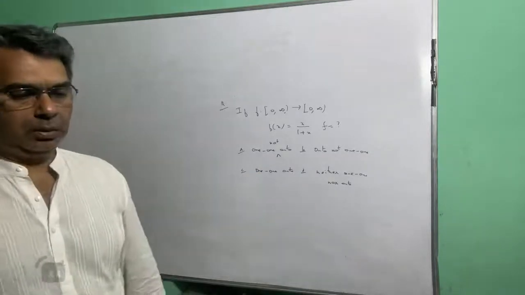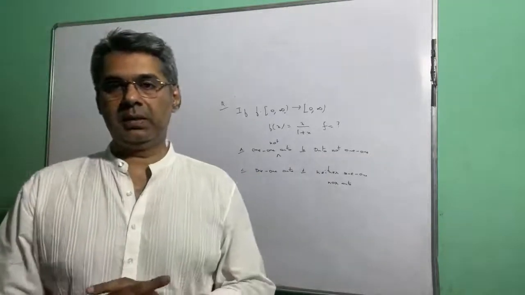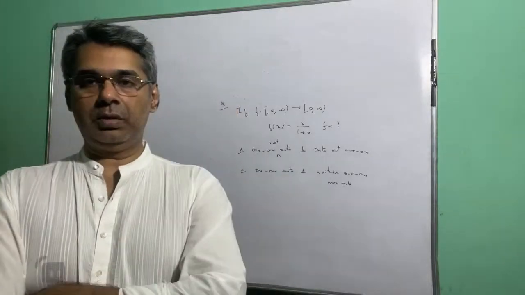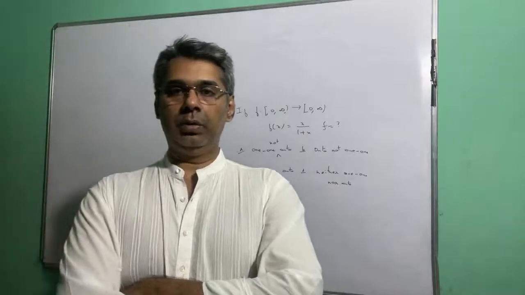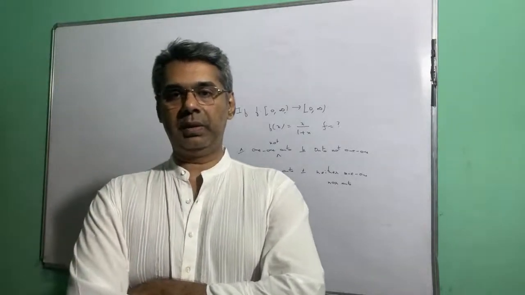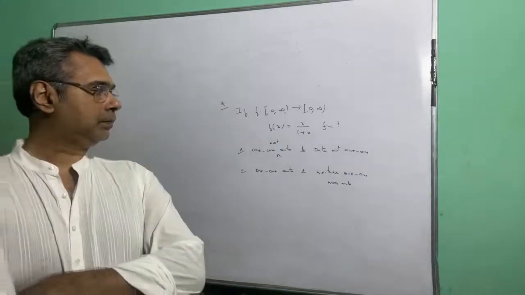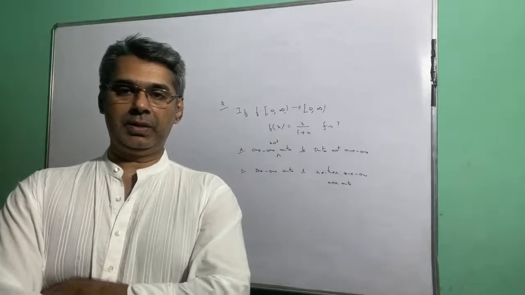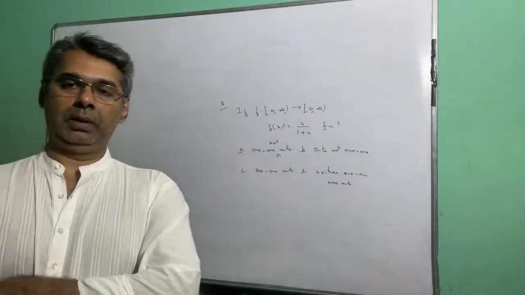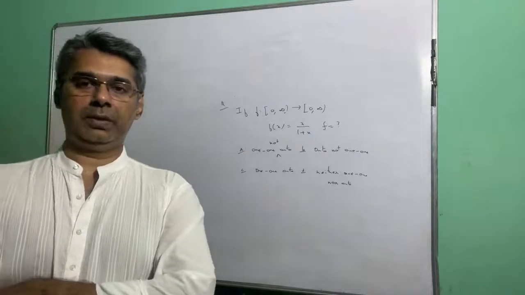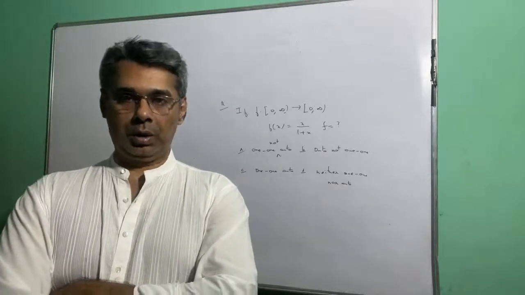Okay, now in the previous session, I have already told you that there are four types of functions: 1 to 1 onto, 1 to 1 into, many to 1 onto, many to 1 into. Now, in today's session, we are going to investigate two legitimate methods, two proper methods to find out whether a function is 1 to 1 onto or not.